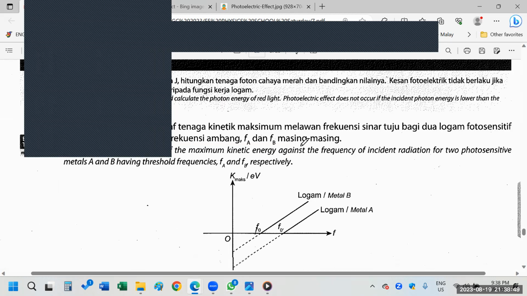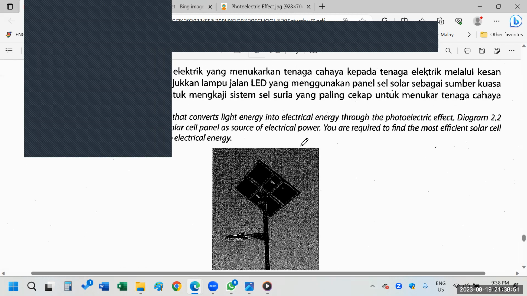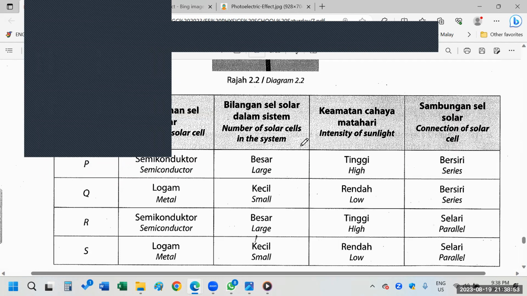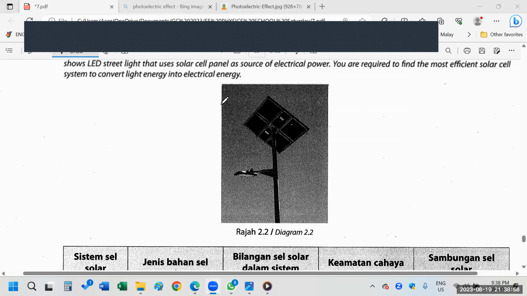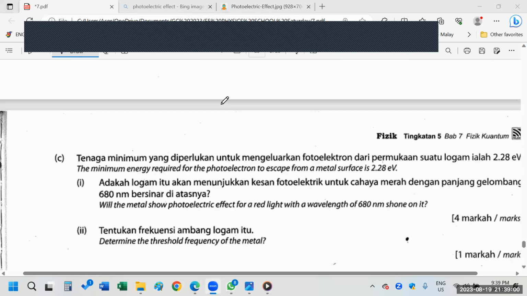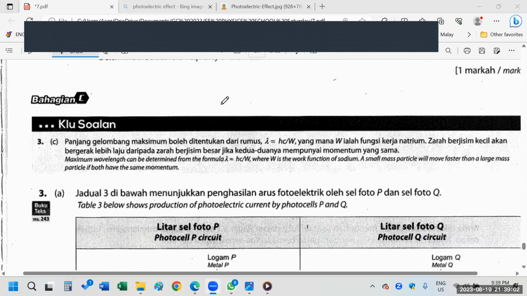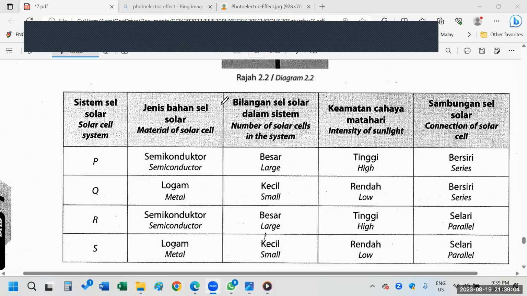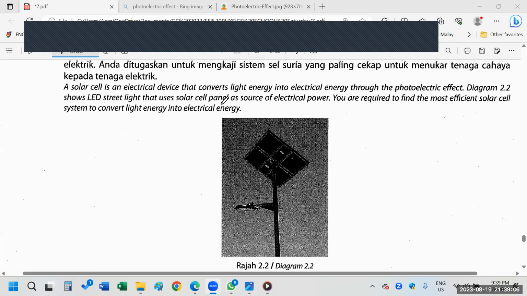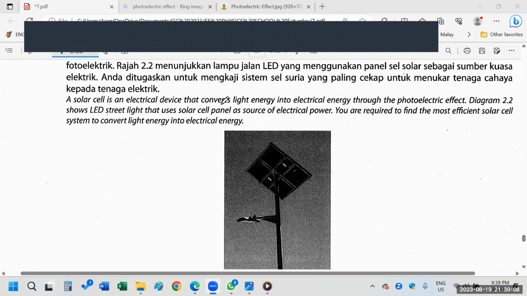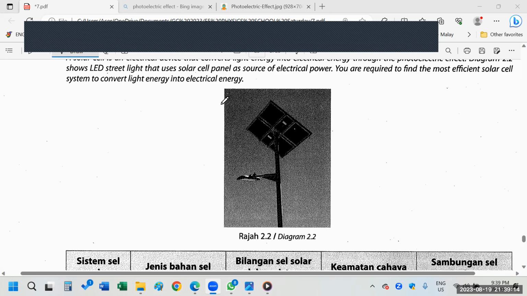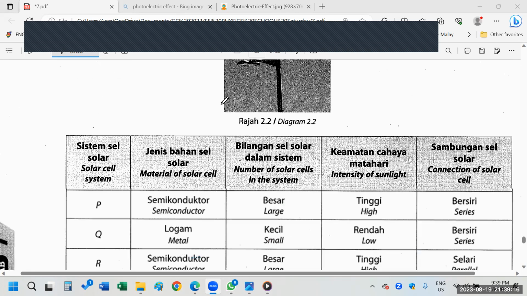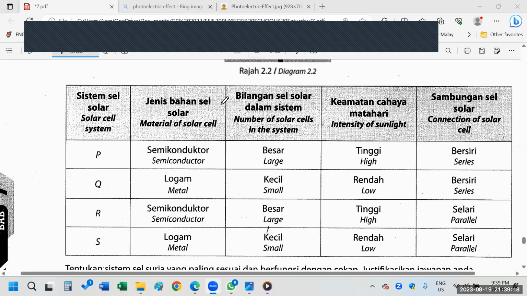You can try this. Before we finish, look at this page first. This is a solar cell for electric power. You are required to find the most efficient solar cell system to convert light energy into electrical energy. So which one is the best?